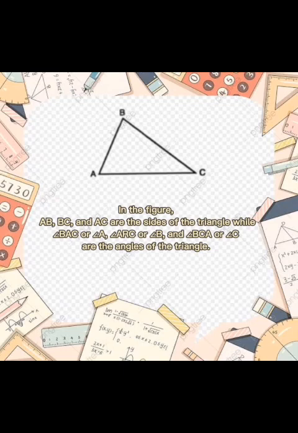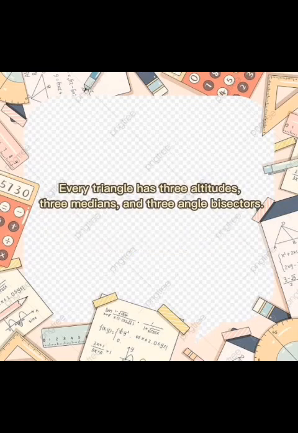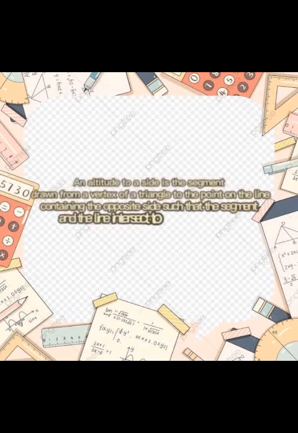In the figure, AB, BC, and AC are the sides of the triangle, while angle BAC or angle A, angle ABC or angle B, and angle BCA or angle C are the angles of the triangle. Every triangle has three altitudes, three medians, and three angle bisectors.